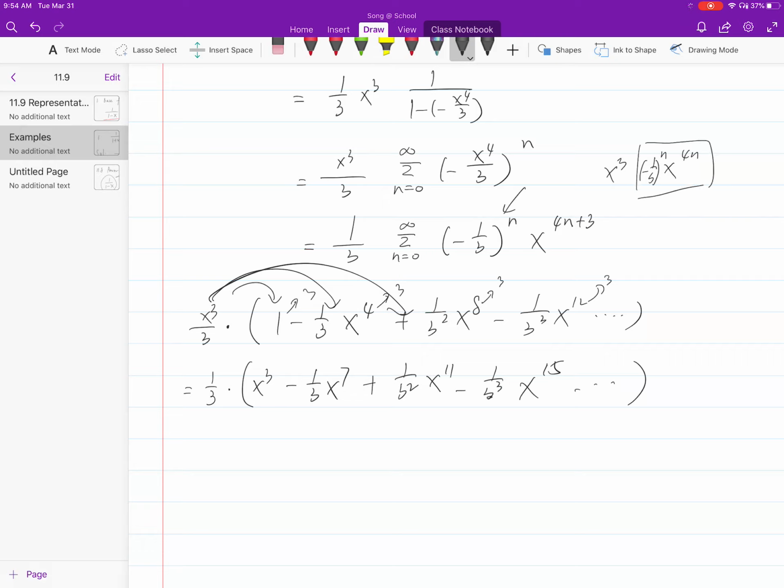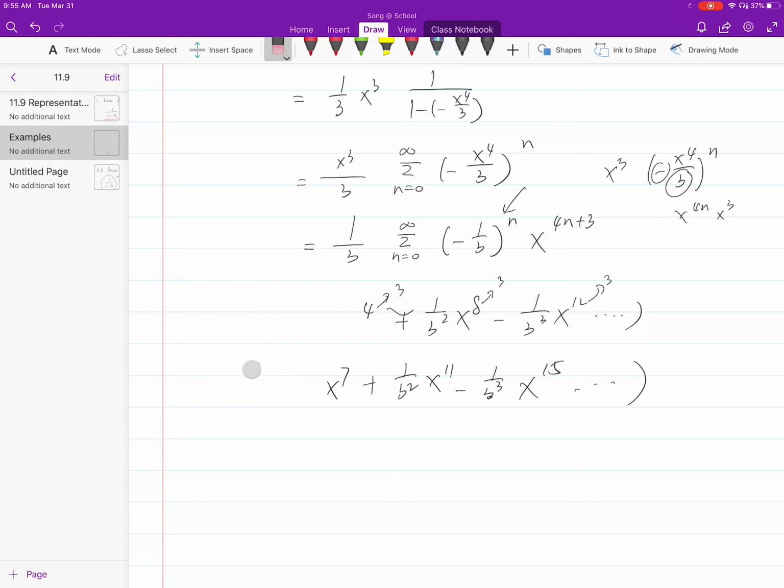Otherwise, if you just go with this, it's really hard for you to merge because you still have negative and 1/3 here. So that's why I actually take 1/3 out. Then you only have x to the 4n. It's easier to merge this one with x cubed, which is x to the 4n plus 3. So the computation seems trivial when you have x to the cube. You just add a 3 to every single term's power.